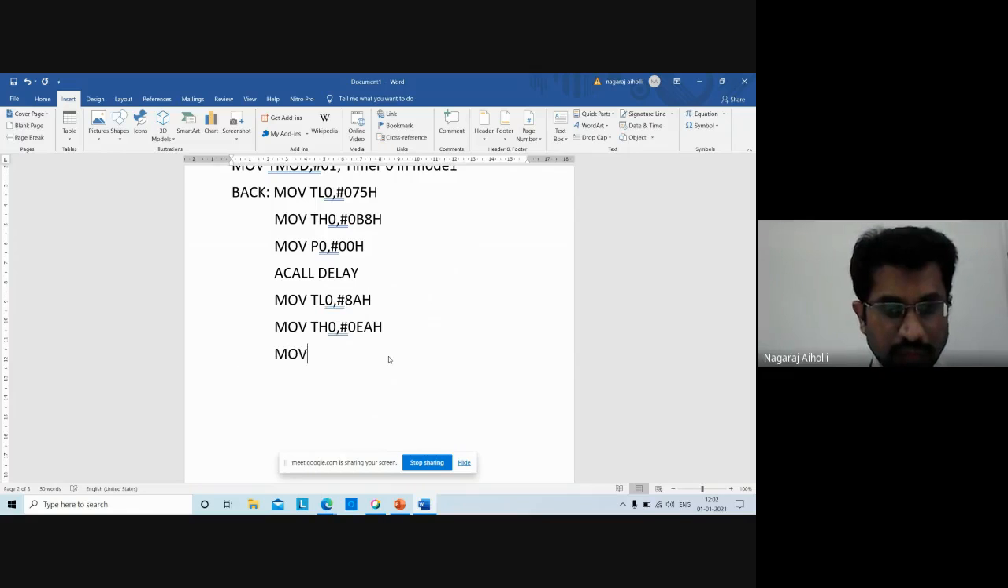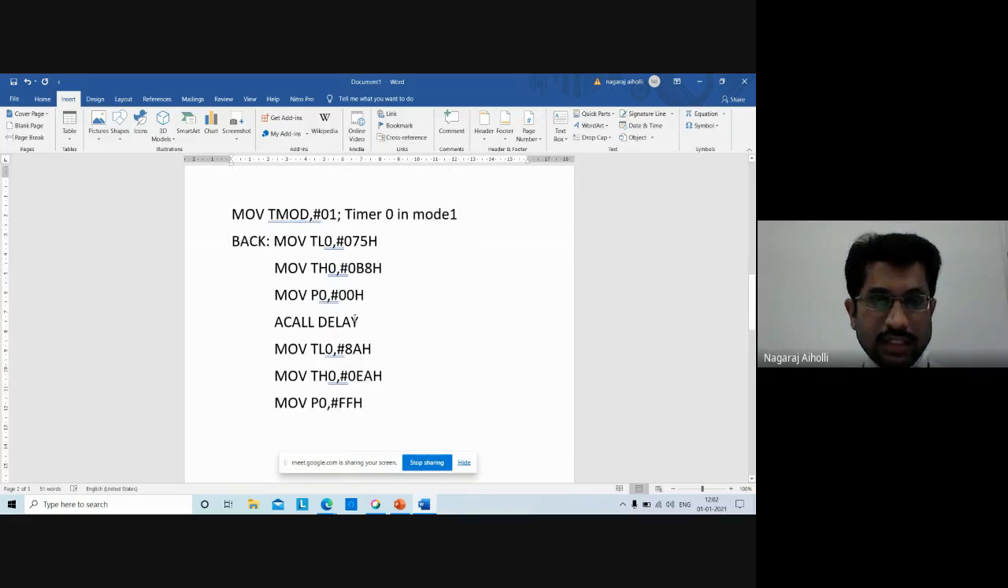Then you have to toggle all the pins of port 0 to generate the square waveform. So MOV P0, #0FFH. Okay, once we toggle, the port remains high and we are calling the delay, so it will remain in that state for how much time? What is the off time? Yes, what is the off time? Off time is how much?